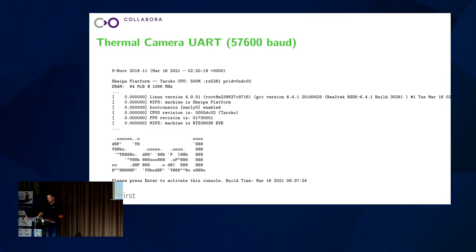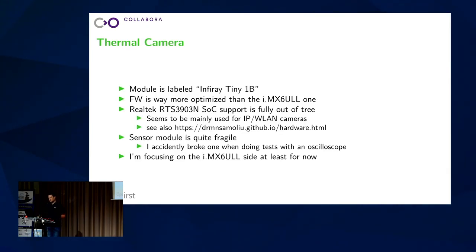And so I had a look at the board itself. It's labeled Infiniray, which apparently produces thermal imager sensors similar to FLIR, but based in China. And unfortunately, that system on a chip is completely unsupported. There's absolutely no hint in the mainline tree about this system on a chip at all. And when I was doing some probing with the oscilloscope on the module, I accidentally broke one, which means I had to get another of those cameras for the talk. So for the moment, I'm focusing on the IMX6 side and not on this extra chip. I plan to come back eventually once the IMX6 side is done.